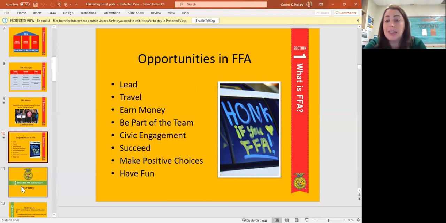So some opportunities: you get the opportunity to be a leader. And oftentimes in careers these days, that's something that employers are looking for, are leaders. You get the opportunity to travel normally. Sorry, COVID has really stunk it up for us this year. We travel within the United States, internationally, and like last summer we were supposed to go to Ireland, but it got pushed back to this summer. So hopefully we'll get to do that.